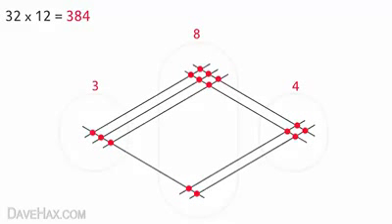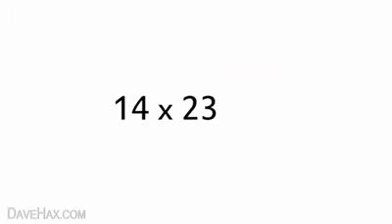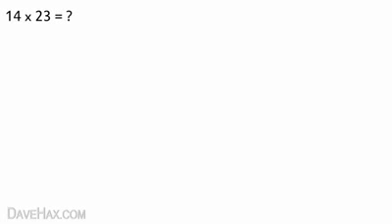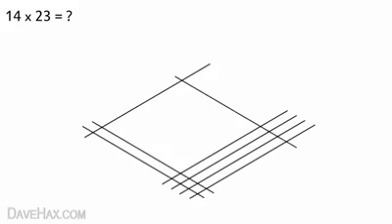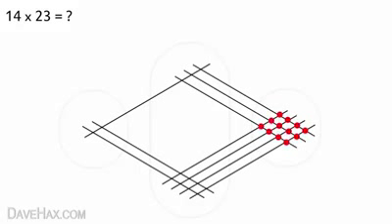I'll show you. Let's multiply 14 by 23. So draw out the pattern. 1, 4, then 2, 3. Mark out our zones, and now let's count the dots. Starting from the right, we have 1, 2, 3, 4, 5, 6, 7, 8, 9, 10, 11, 12. So we'll write 12 up here.